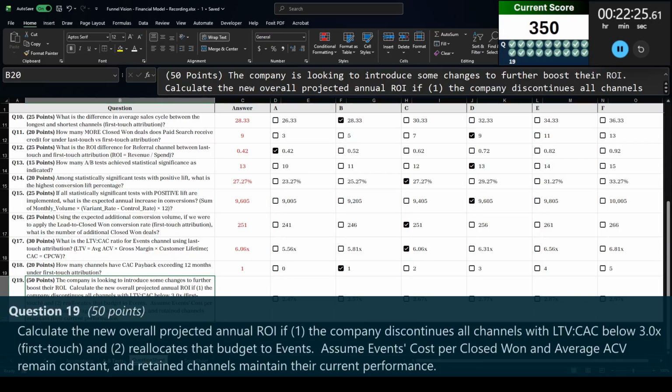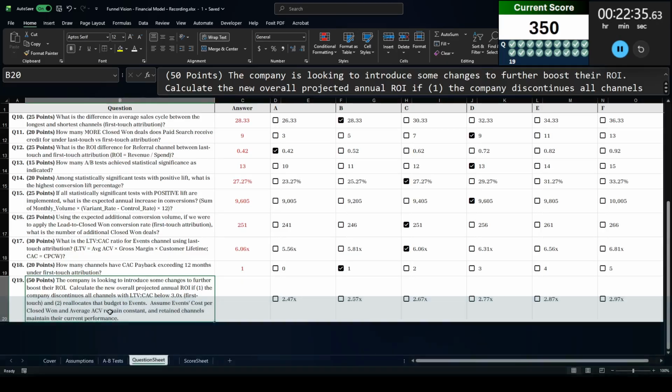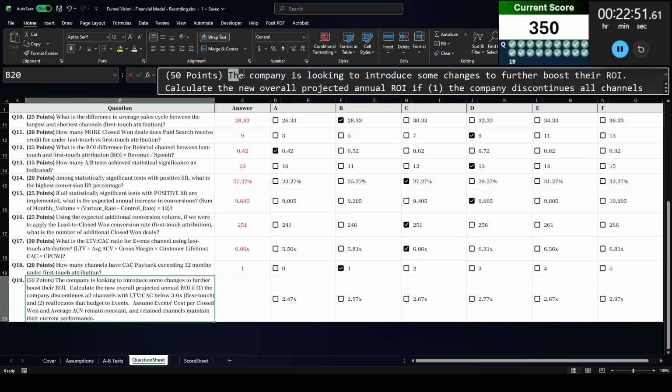And finally, question 19. The company is looking to introduce some changes to further boost their ROI. Calculate the new overall projected annual ROI if 1. The company discontinues all channels with LTV to CAC below 3.0 using first touch, and 2. Reallocates that budget to events. Assume events cost per closed one and average ACV remain constant, and retained channels maintain their current performance.